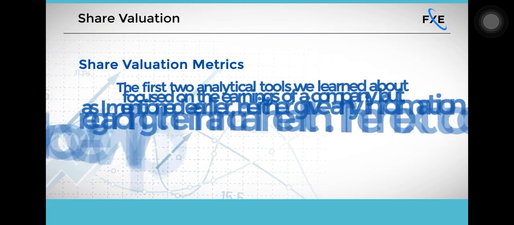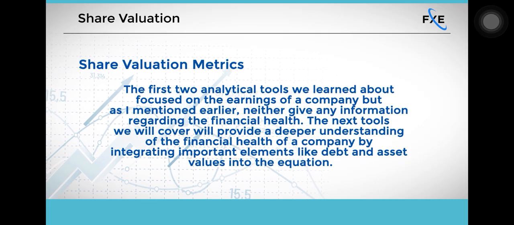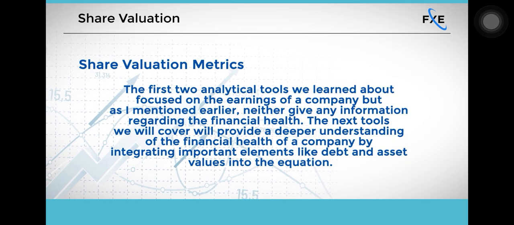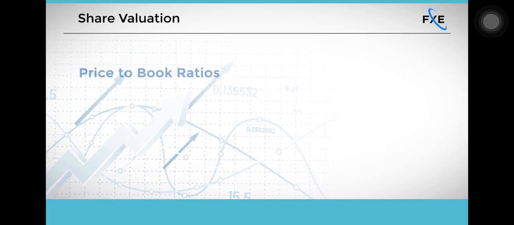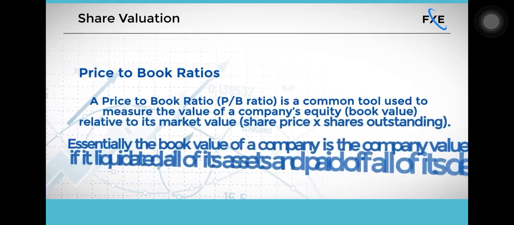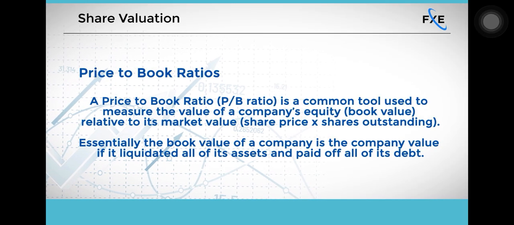Let's now talk about share valuation metrics. The first two analytical tools we learned about focus on earnings of a company, but as I mentioned earlier, neither give any information regarding the financial health. The next tools we will cover will provide a deeper understanding of the financial health of a company by integrating important elements like debt and asset values into the equation. The first one we will look at is price to book ratios. A price to book ratio is a common tool used to measure the value of a company's equity, which is its book value, relative to its market value, the share price times the shares outstanding.